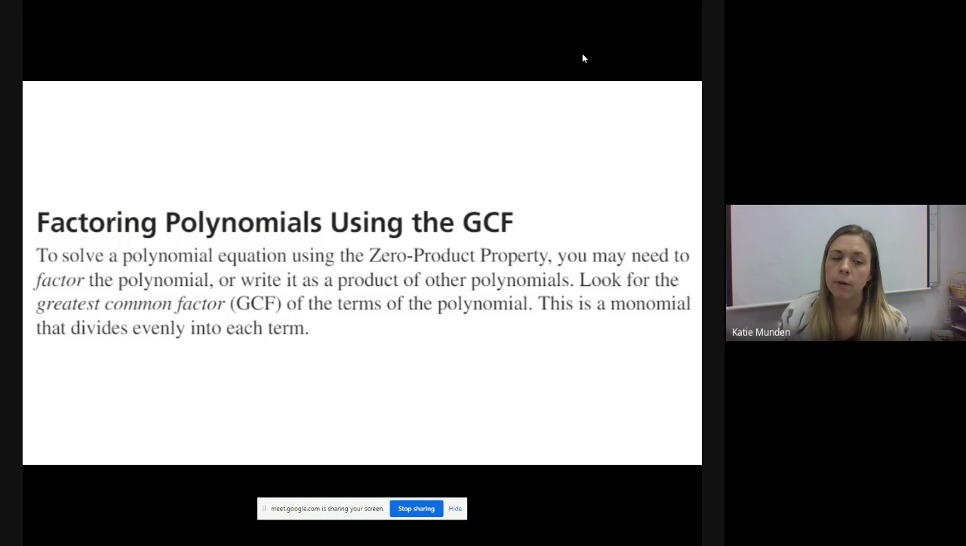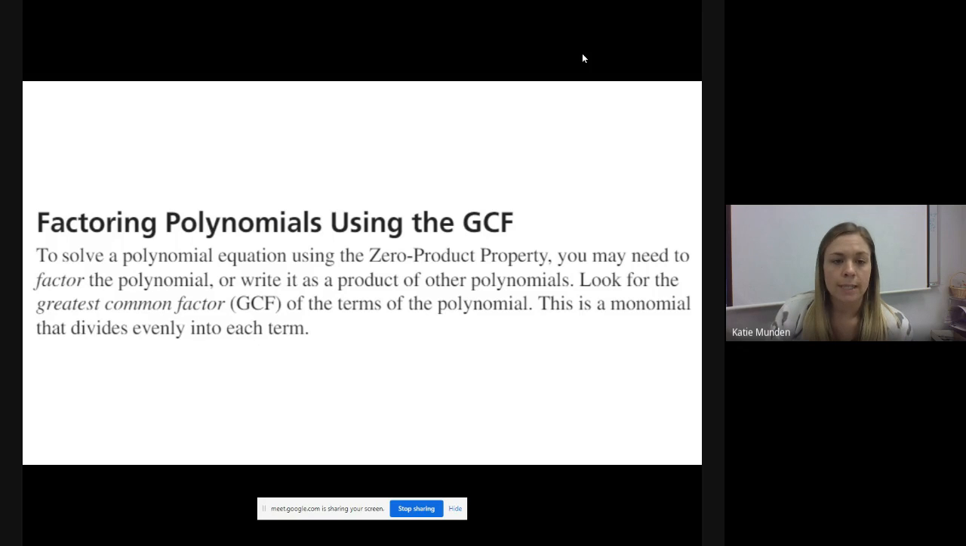Okay. Today, we're going to practice factoring. And remember, we talked yesterday, factoring just means rewriting a polynomial as multiplication. We're going to do that today using a method called GCF. GCF stands for greatest common factor. All right, so this says to solve a polynomial equation using the zero product property, you may need to factor the polynomial. The whole 7B chapter is on factoring polynomials, which means writing it as the product of other polynomials.